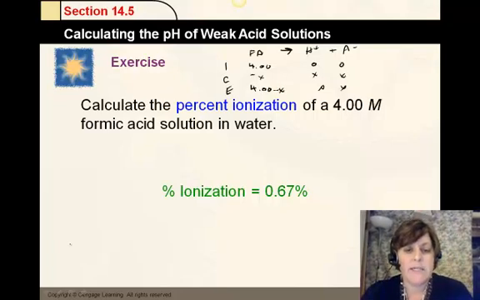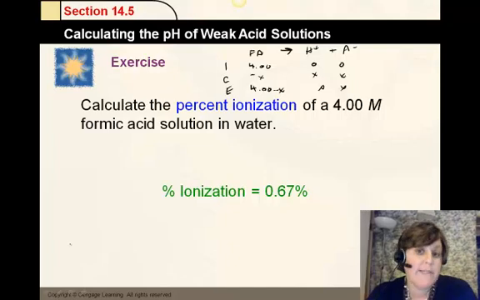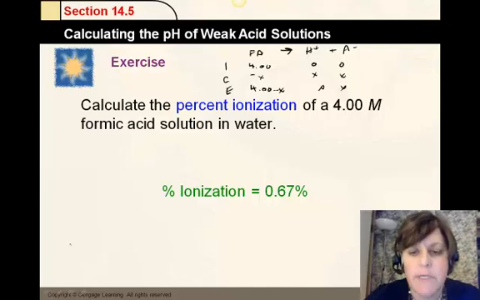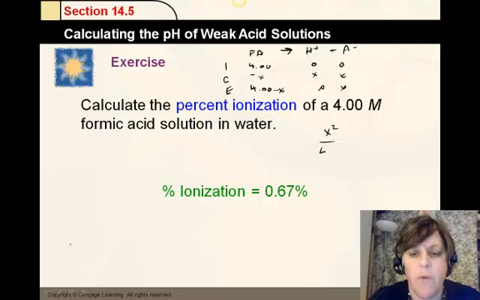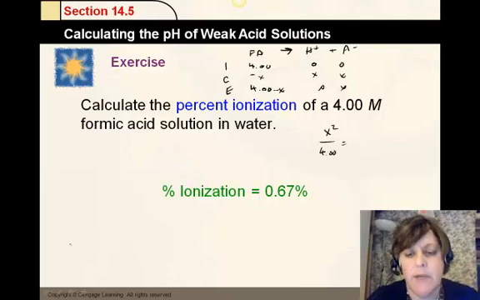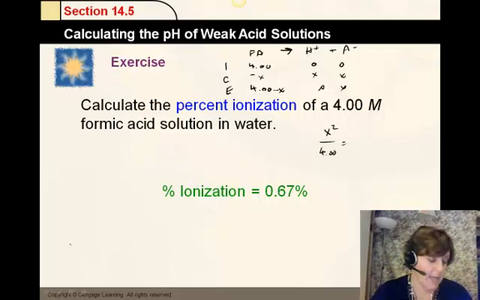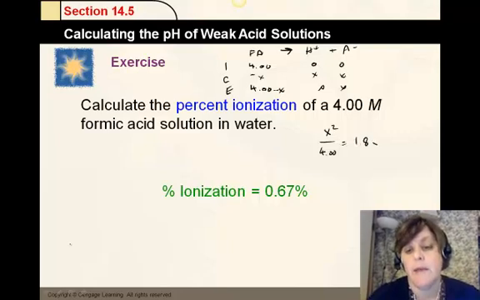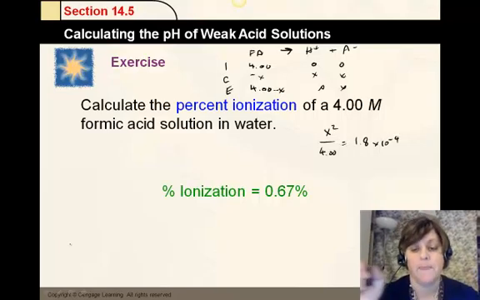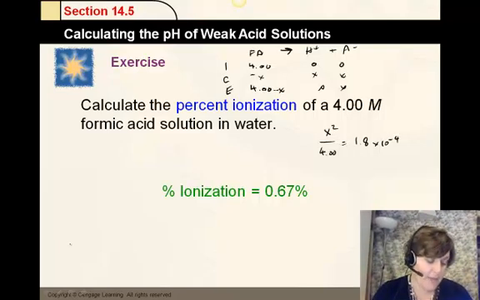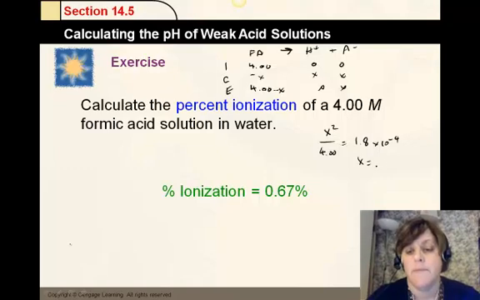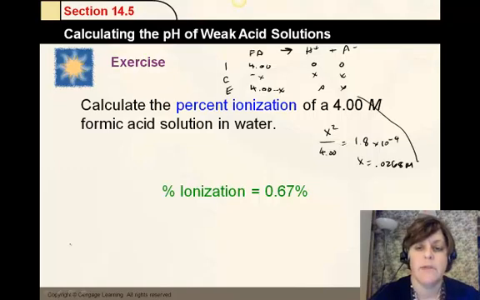And we want the percent ionization. In other words, what is X? So we're going to solve, and we're going to get X squared over 4 minus X, which I'm going to get rid of, the minus X, and that's going to equal the Ka from before, which was 1.8 times 10 to the negative 4. Now when I solve all of that, I get my X value to be 0.0268. That's the concentration of the hydrogen ions.